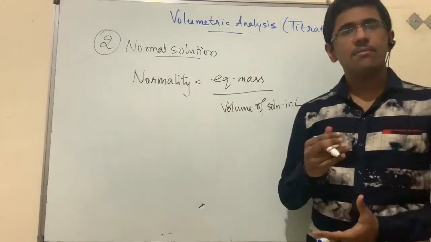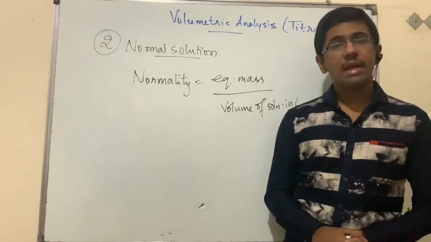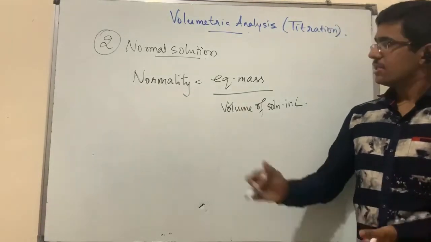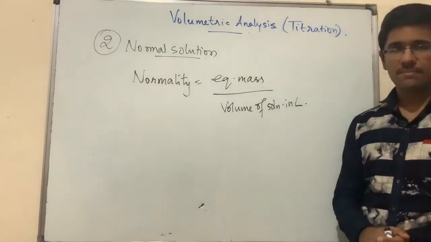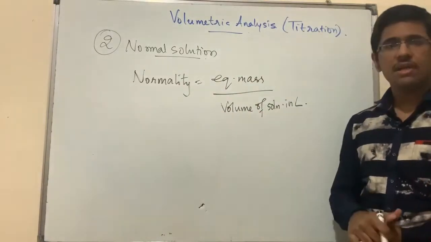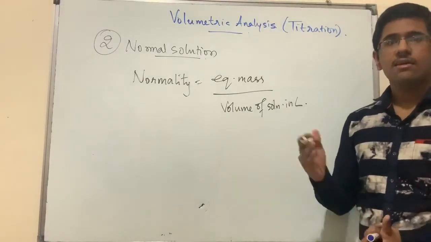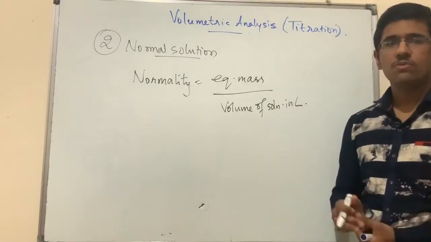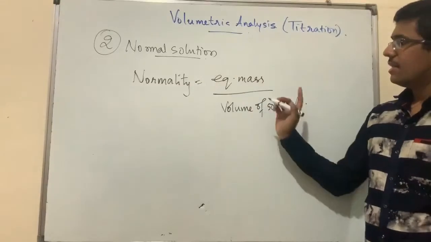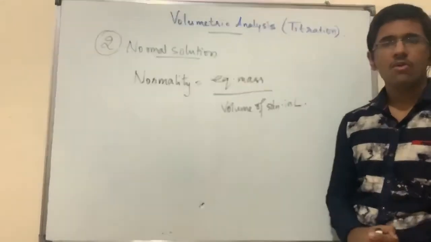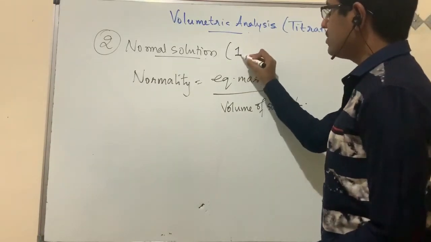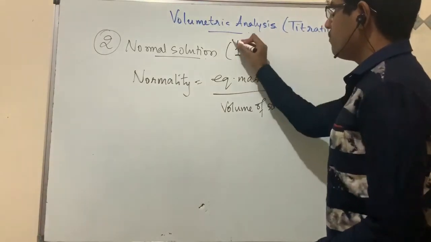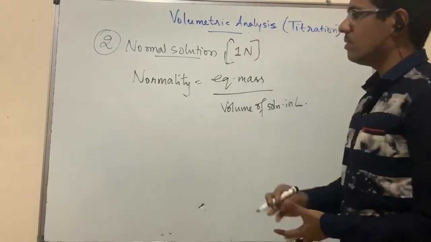Normality, molarity, molality. These are three main types of concentration terms. So whenever we say normality, it is equivalent mass by volume of solution in liter. And I have put a detailed video on normality in the first chapter of chemistry. Please do watch that also. And let's define what is a normal solution. A normal solution means a solution whose normality is 1. So 1N solution is known as a normal solution.